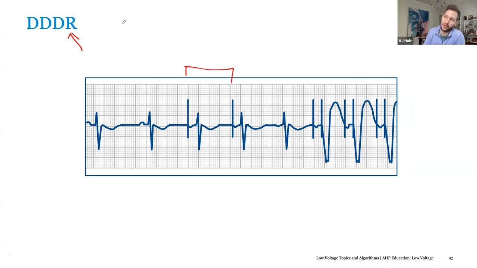But the big thing to remember here is that the fourth setting in the NBG code is just sensor-driven rate. So if you have patients set like this and they're asking you on the floor, why is their heart rate going 90 and we're pacing? It's probably because a sensor detects movement or something along those lines.